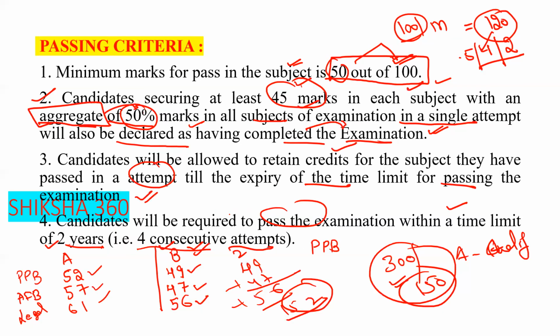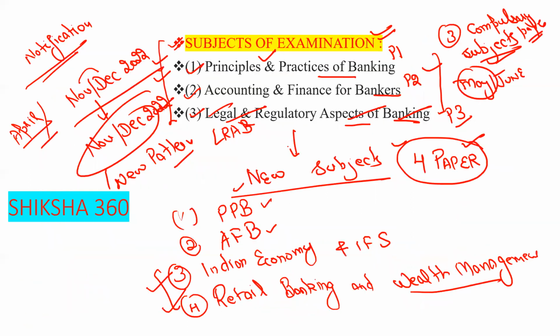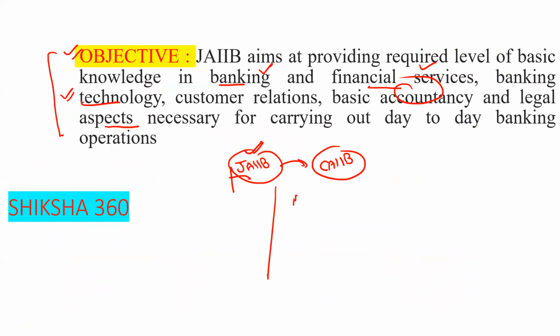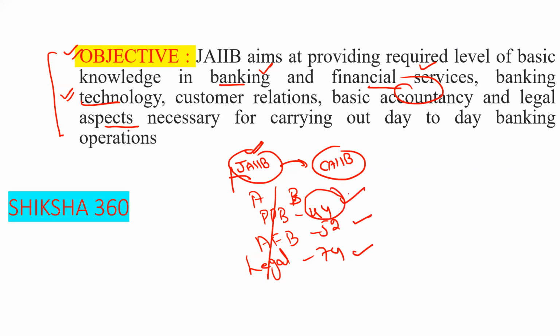So what is the meaning of that? Let's discuss with an example. Say B in PPB got 44 marks, in AFB scored 52 marks, and in Legal scored 74 marks. So here B gets more than 50% marks in the other two. Now in the next attempt they have to give only the first exam, that is PPB, because the rest of the exams have been cleared by B. So the next time they have to go for this exam.